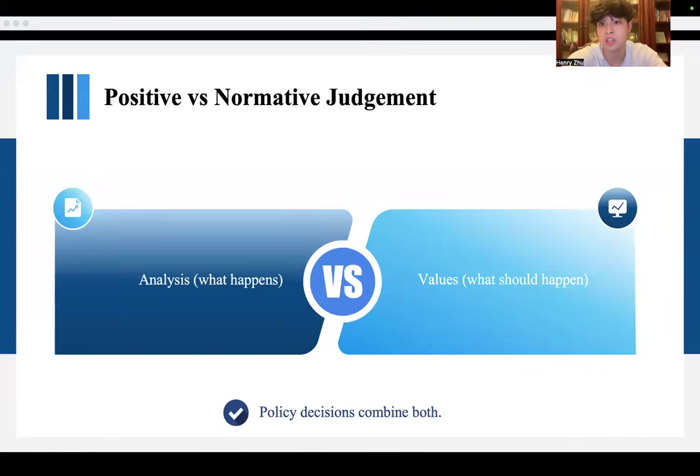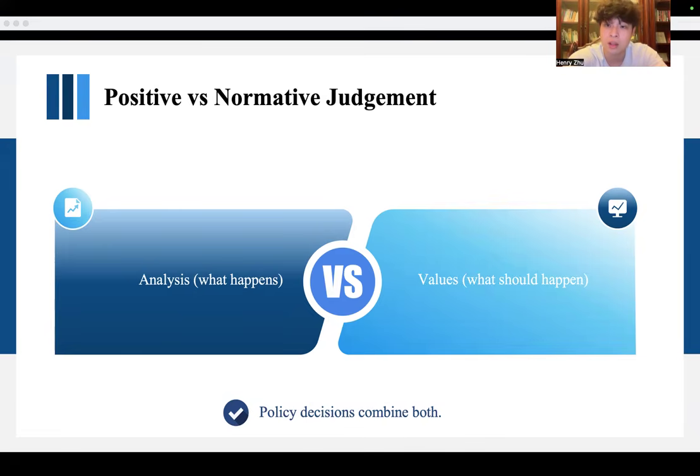Now, another important distinction you've learned is the difference between positive and normative economics. A positive statement describes what is likely to happen. For example, increasing taxes may reduce demand. That's something we can test using evidence. A normative statement is different. It reflects a value judgment. For example, the government should increase taxes to improve equality. Reasonable people can disagree about this because it depends on personal values.